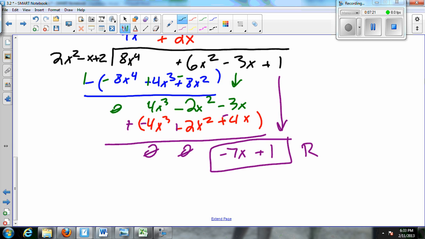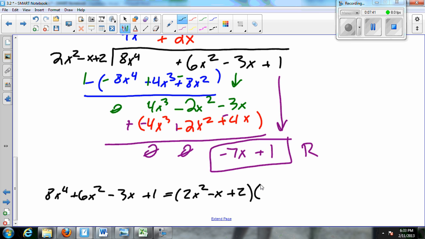So writing our answer using the division algorithm, we get 8x to the fourth plus 6x squared minus 3x plus 1 equals 2x squared minus x plus 2 times 4x squared plus 2x plus our remainder negative 7x plus 1.